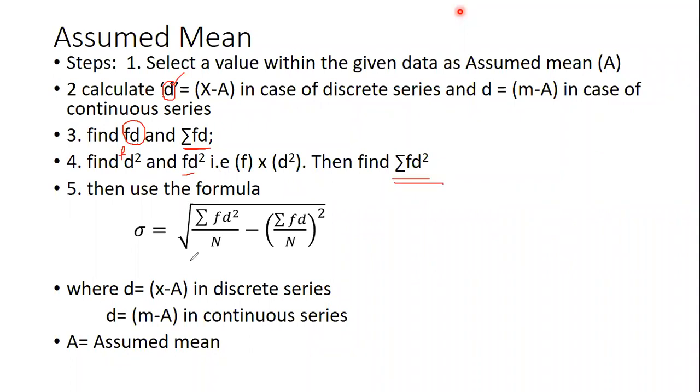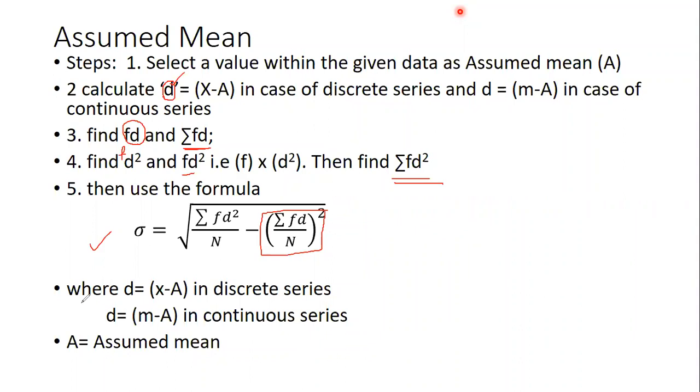After that, we will be using this formula to calculate standard deviation. So let's see the formula. Sigma is equal to square root of sigma fd square divided by n minus sigma fd by n whole square. Again, like yesterday, I'm going to repeat it again. Be very careful with this part of the formula. You have to first divide the values here, sigma fd by n, and then square them.